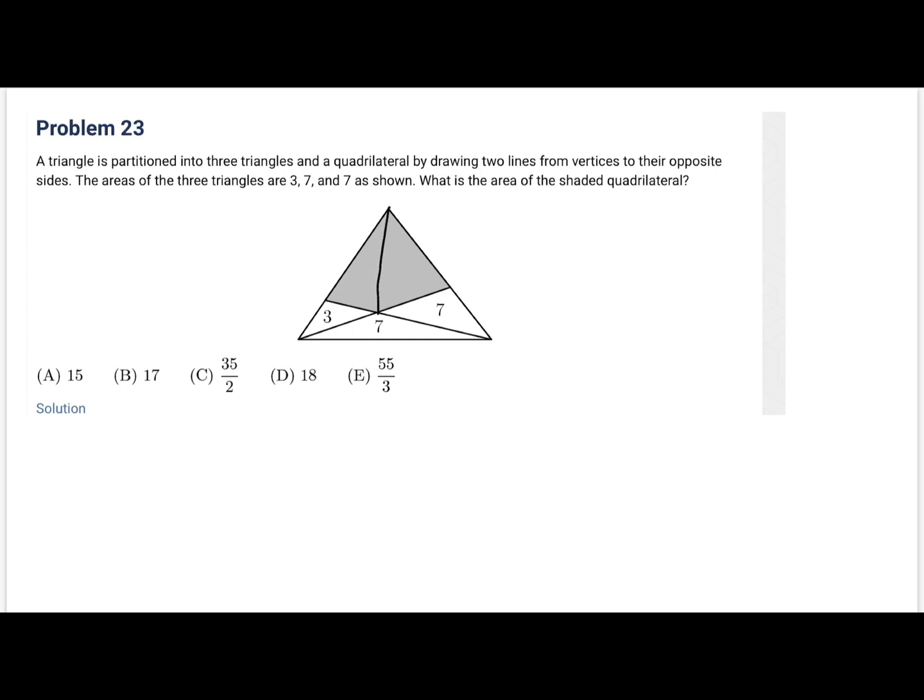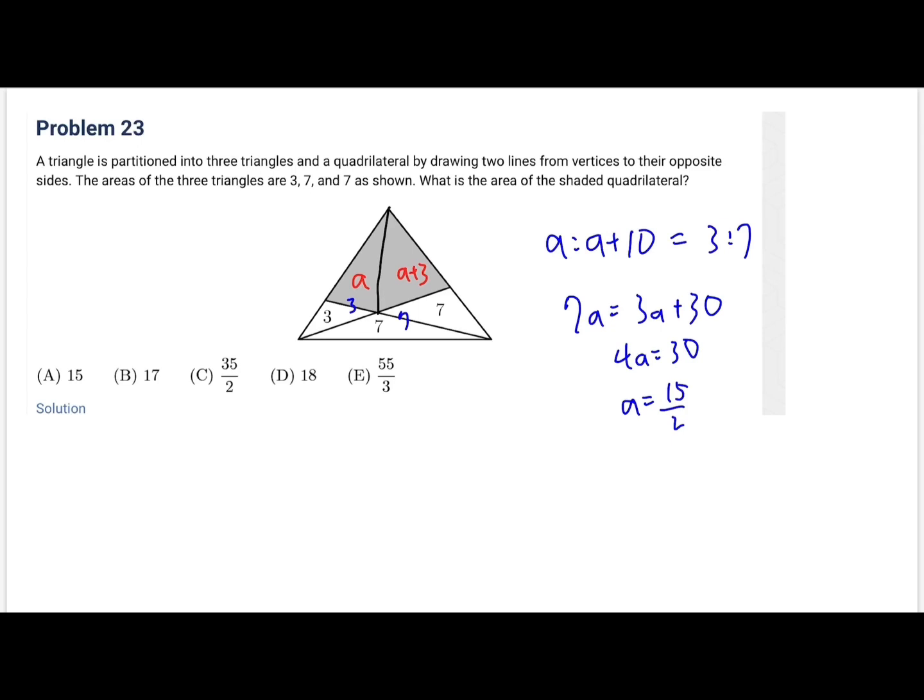And then since these two areas are the same, that must mean that these two lengths are the same. So if this value is a, then this must be a plus 3. And also, since these two are 3 to 7, that must mean that the side lengths are also 3 to 7. So a to a plus 3 equals a plus 3 plus 7, because there's this one here too. So it's a plus 10. This is 3 to 7. So 7a equals 3a plus 30. 4a equals 30. a equals 15 over 2.